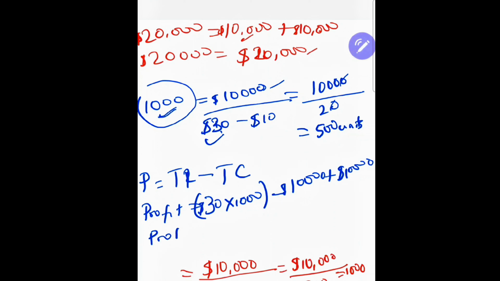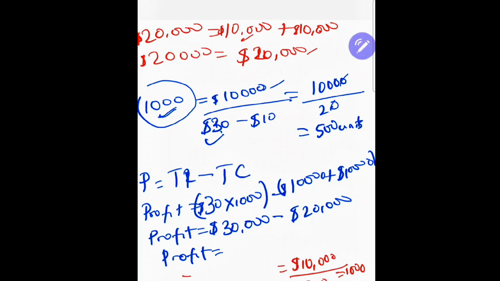Now profit. 30 times 1,000 units will give us $30,000 minus 10 plus 10, which is our total cost, which is $20,000. So our profit here will now be $30,000 minus $20,000, which is our total revenue minus total cost, will now be what? $10,000.